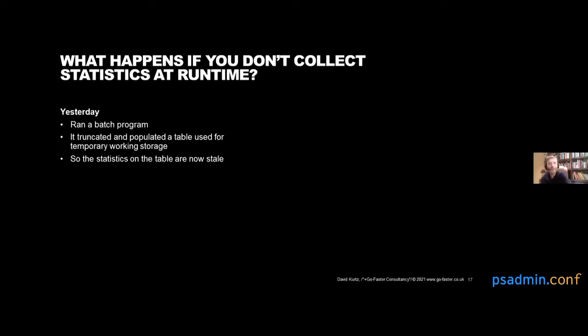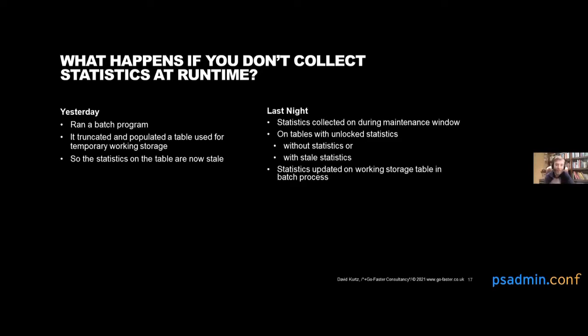The problem is what happens if you don't collect stats at runtime. So yesterday I ran an App Engine, process instance 1,000 say, and it truncated and populated a table used for temporary working storage. Truncate does not remove statistics. It never has. So the statistics on the table are now stale. I've got new data, but the statistics are from the previous run. I ran my process, I updated the data, and then overnight, the statistics maintenance window ran and it updated the stats. But the process is finished. It's too late. But there, you've got up-to-date stats for the data that's in it.